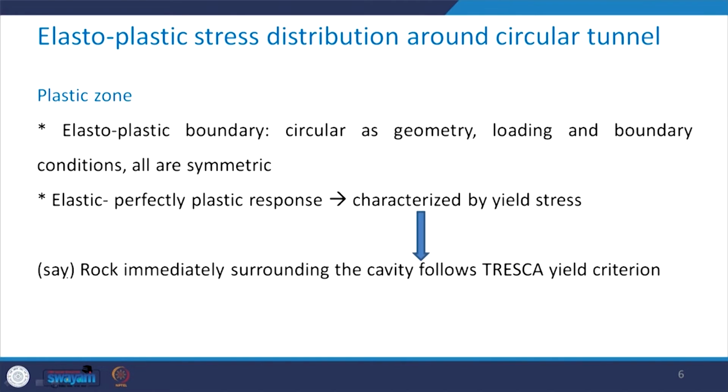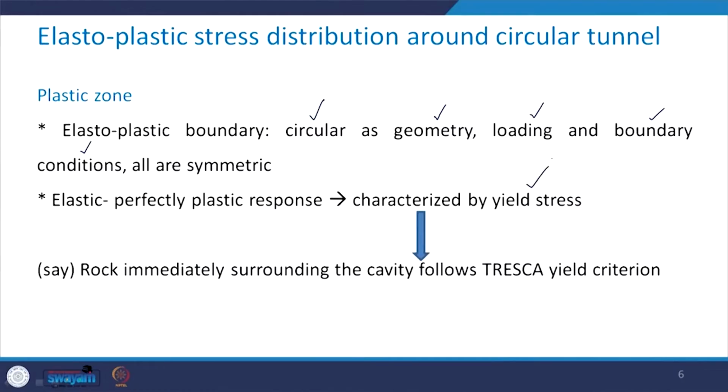This elasto-plastic boundary is circular. Why? Because the geometry, loading and boundary conditions of the problem are all symmetric. So, all those conditions, like the condition of equilibrium and the compatibility condition, should be satisfied. So, this elasto-plastic boundary has to be circular.